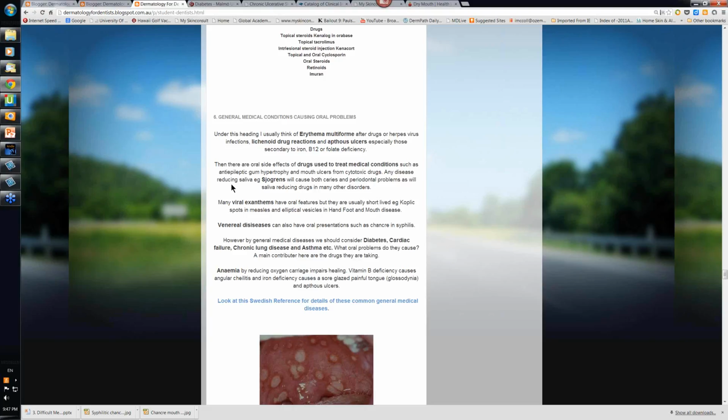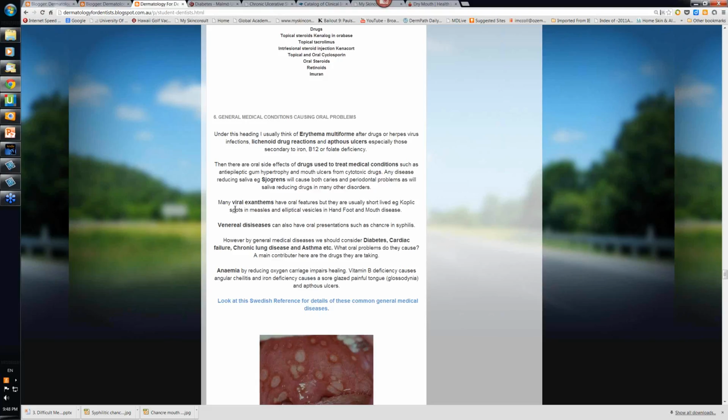We said that any disease reducing saliva, for example Sjogren's, you really need to know about, because of the severe dental problems that occur because of the dry mouth. Sjogren's is an autoimmune disease where a variety of exocrine glands have their secretions reduced, so you get dry eyes, dry mouth. They can get pancreatic problems. They can get stomach problems as well, and problems swallowing. And this will cause both caries and periodontal problems.